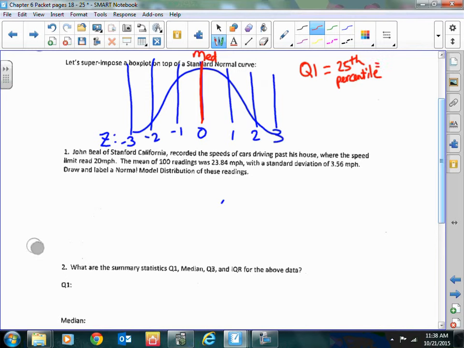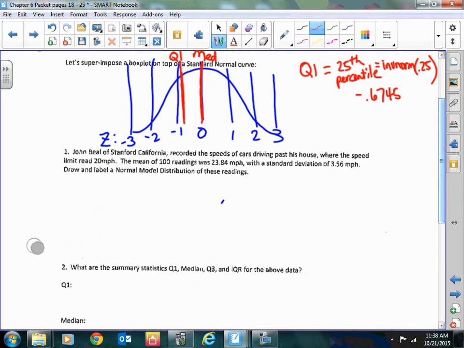So, good. So I'm going to get that -0.6745 by doing inverse norm of the area below is the z at that spot. Okay? All right. So I want to draw that on here. Where would that go? Like in the middle of 0. Okay, about 2/3 of the way. Would you say about 2/3 of the way between 0 to -1? So here is where my Q1 is going to be located.